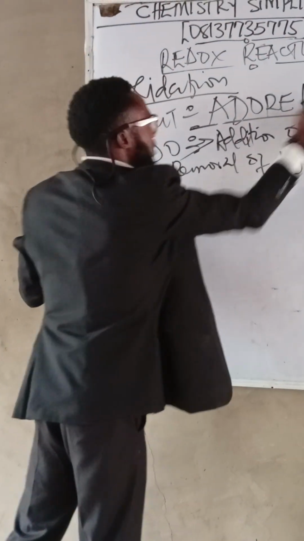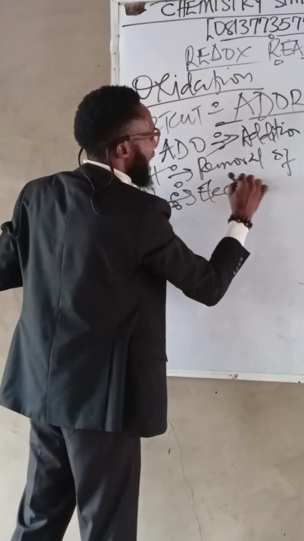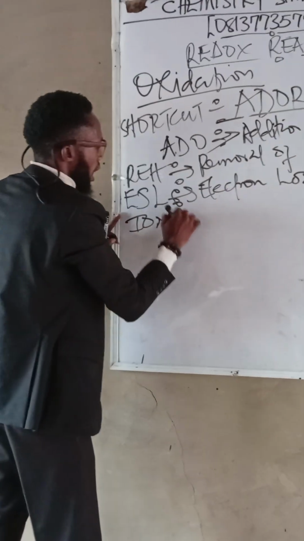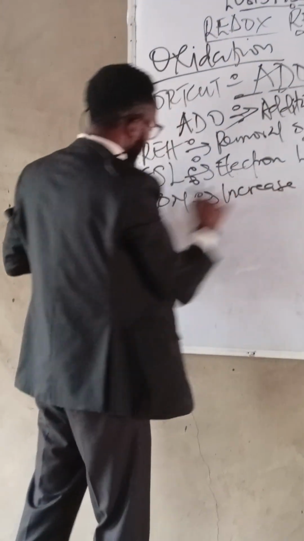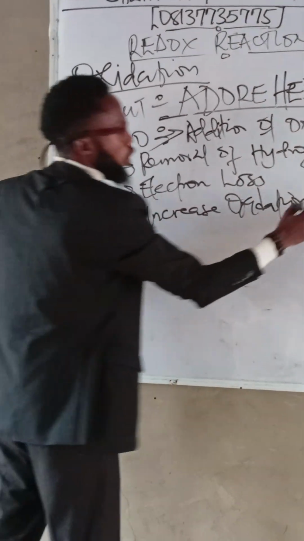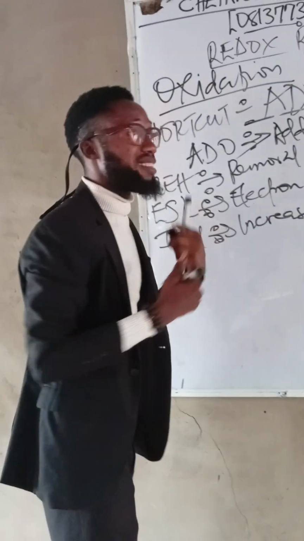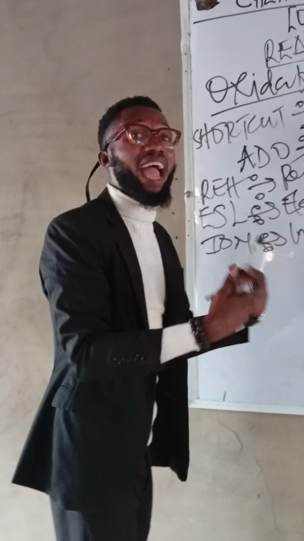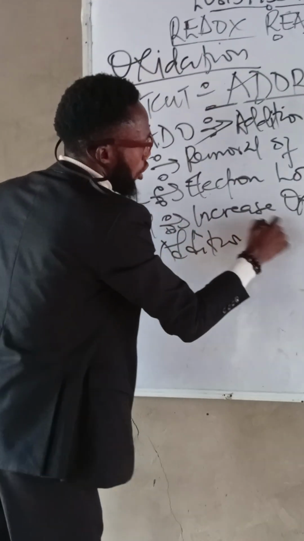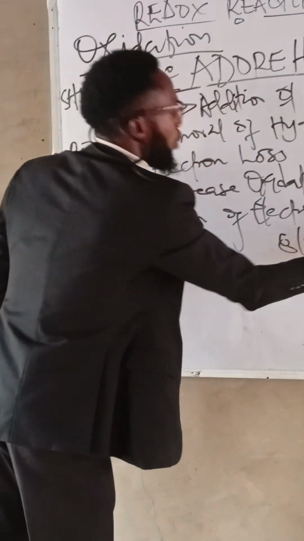What's the next thing? ESL. That is electron loss. Then we have ION. ION is increase in oxidation number. Then we have EL, which sounds like electronegative. The last one is addition of electronegative element. Alright, do we understand?